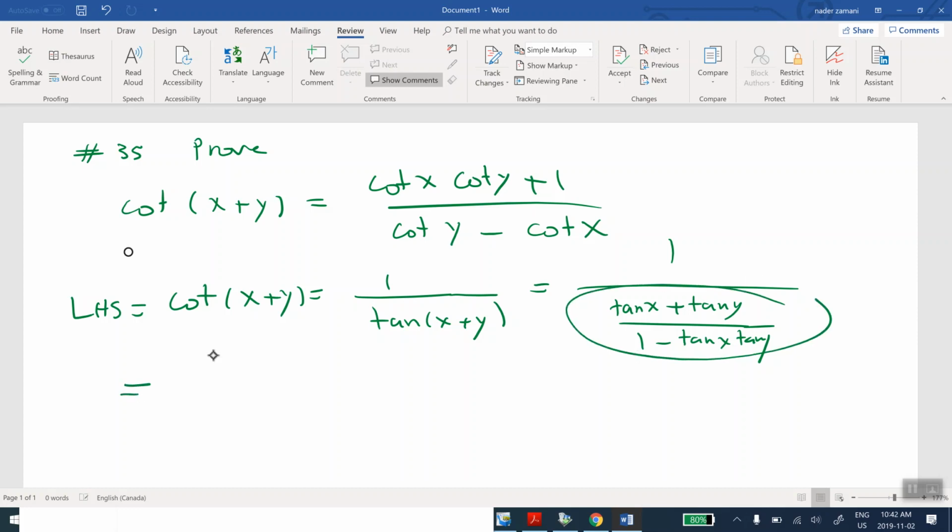Now, when you take 1 and divide it by that, it's as if you take 1 and multiply it by the reciprocal of the denominator. 1 minus tangent x tangent y, and down below, tangent x plus tangent y. Okay?